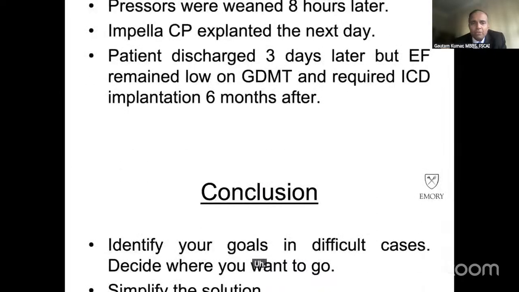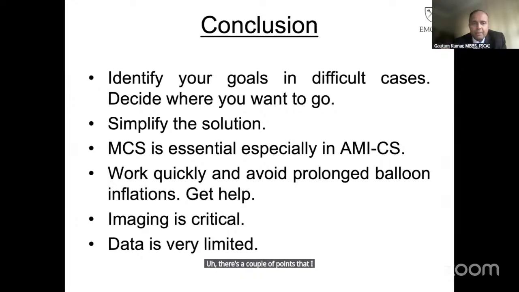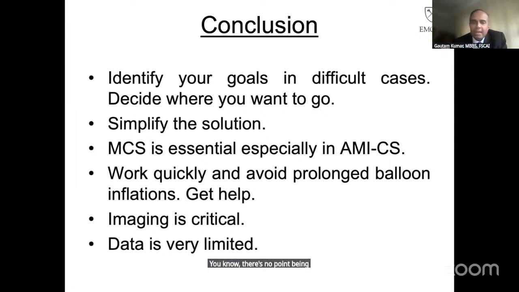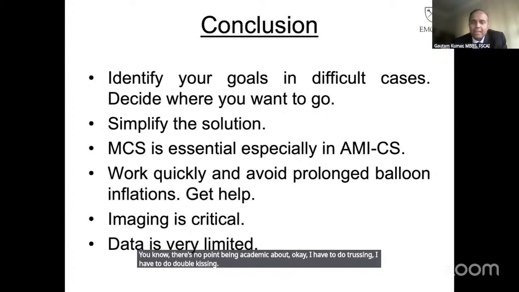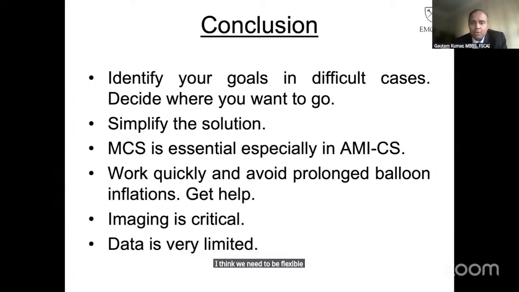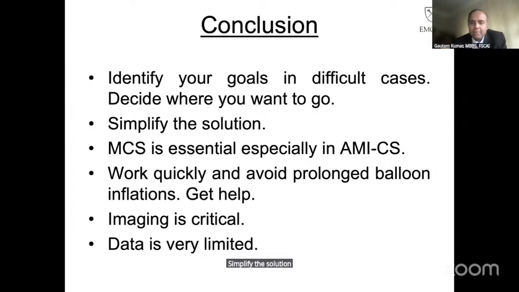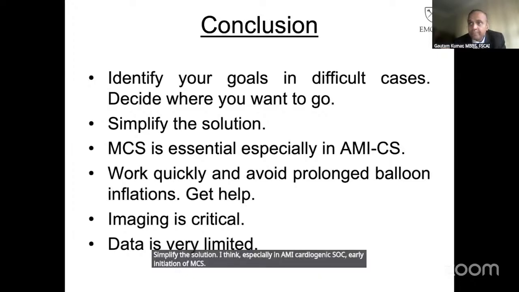There's a couple of points that I wanted to bring up that I felt were salient here, which is, we should identify our goals in these difficult cases. We need to decide where you want to go. There's no point being academic about, okay, I have to do trissing, I have to do double kissing. I think we need to be flexible and think, okay, if I can save 2 branches, I'll go with it, simplify the solution.